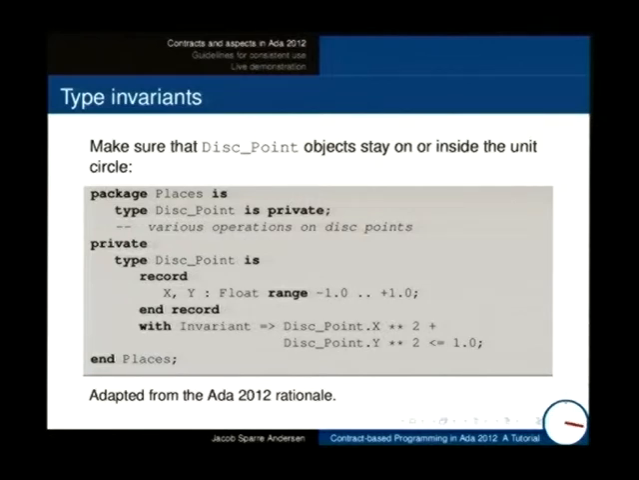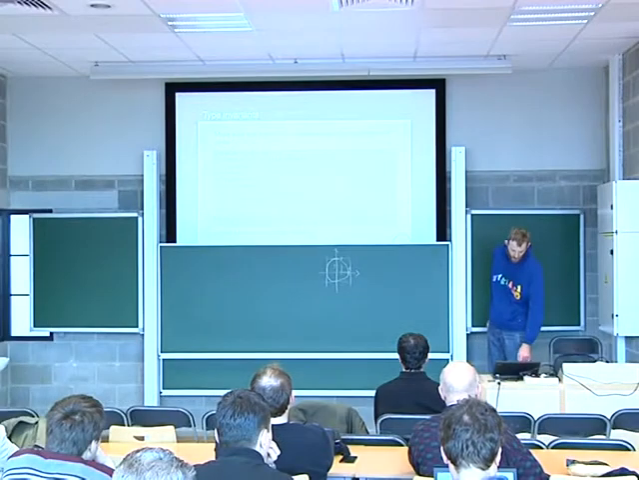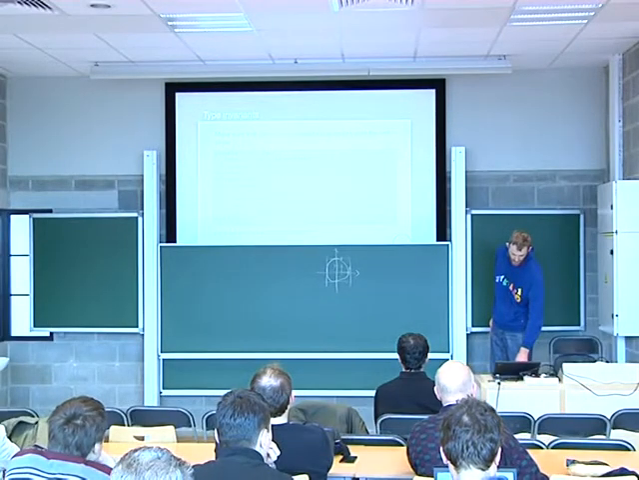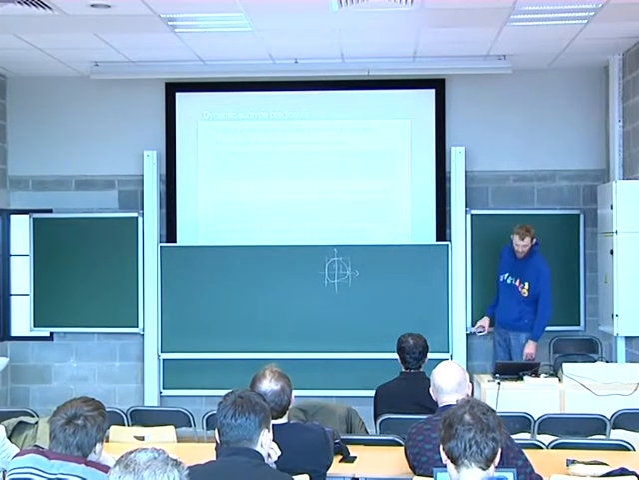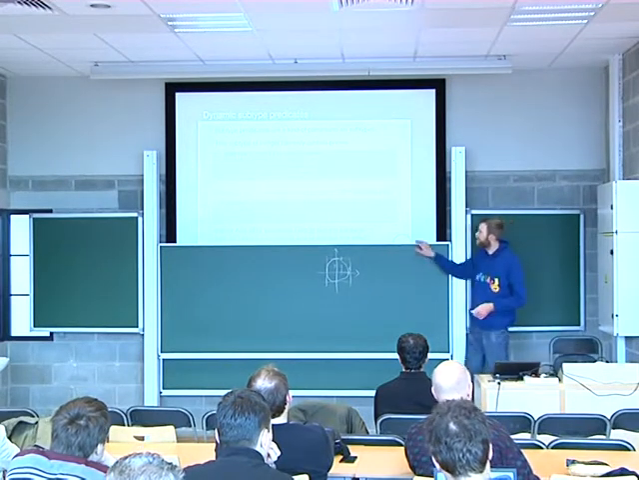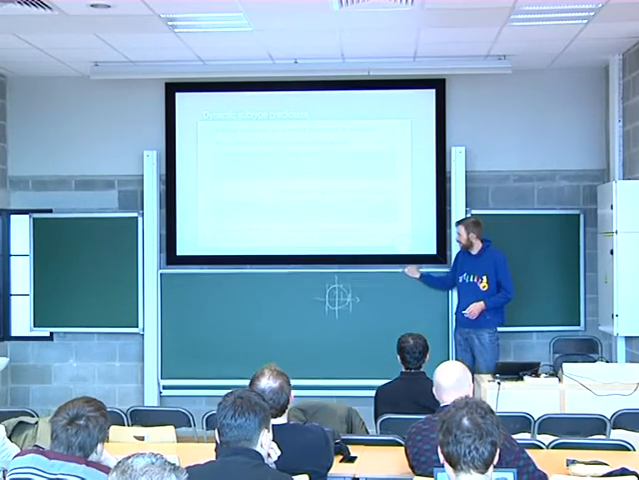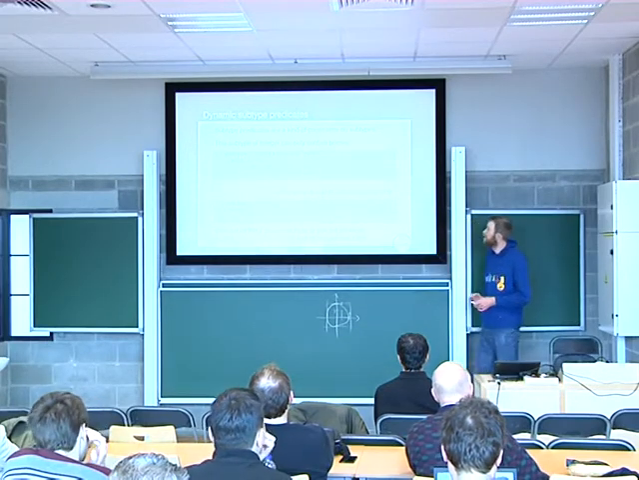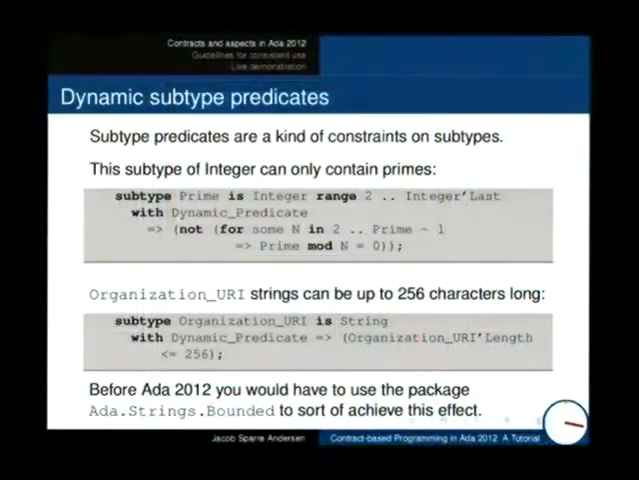You could actually make this point derived from one that was just an arbitrary point, where you said, okay, it can be anywhere as far as our floating point type represents, and then this is a subtype, the subtype constraint. Then the other kind of invariance that's dynamic, subtype predicates, that kind of constrains subsetting subtypes.